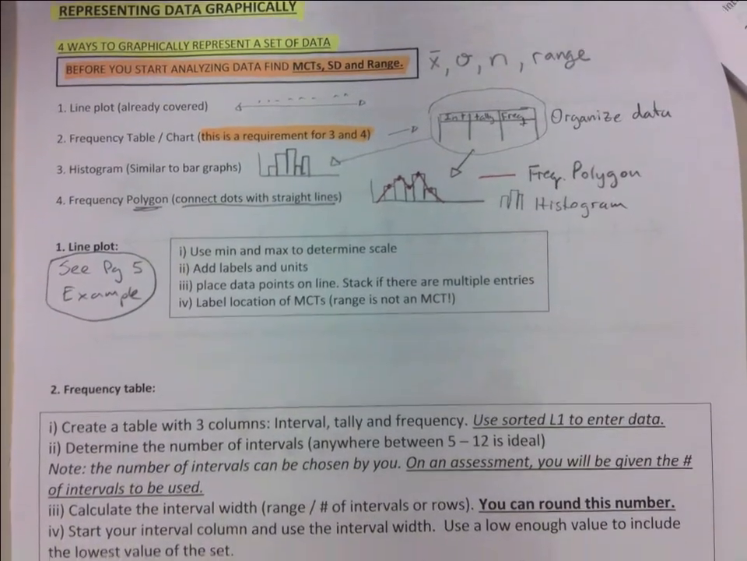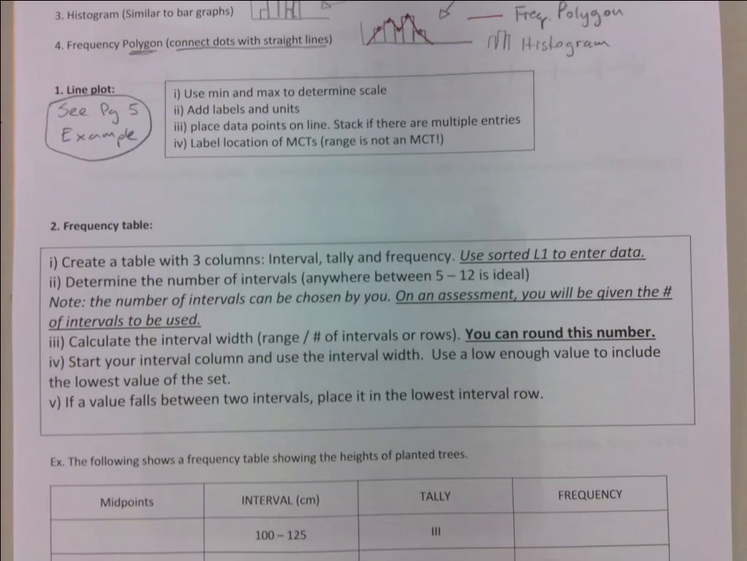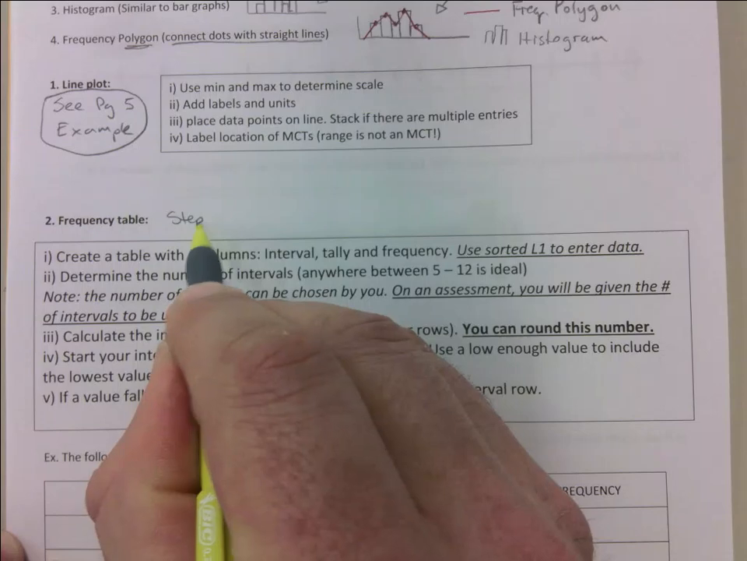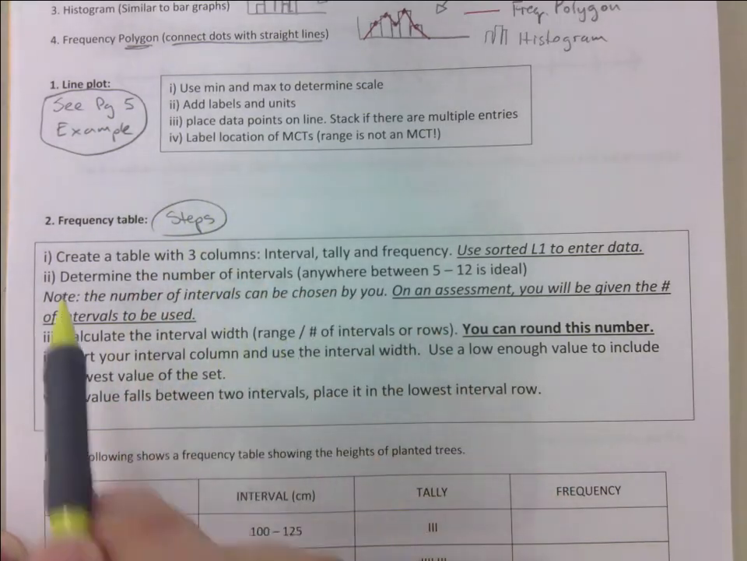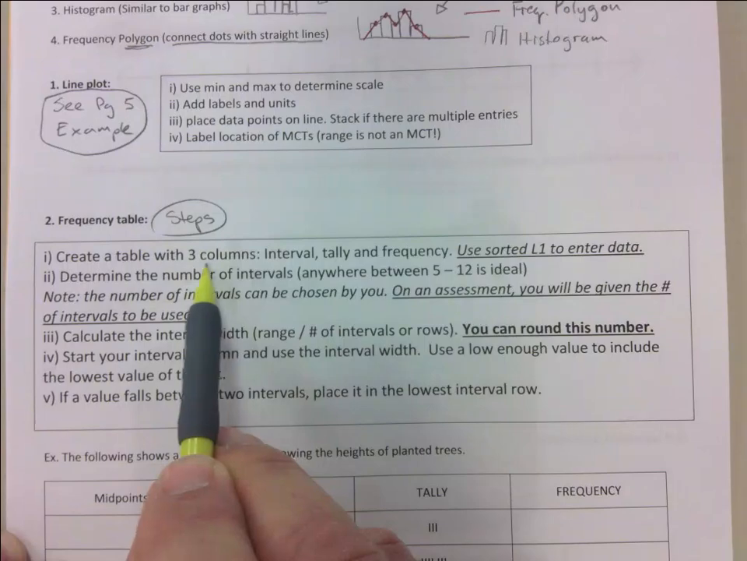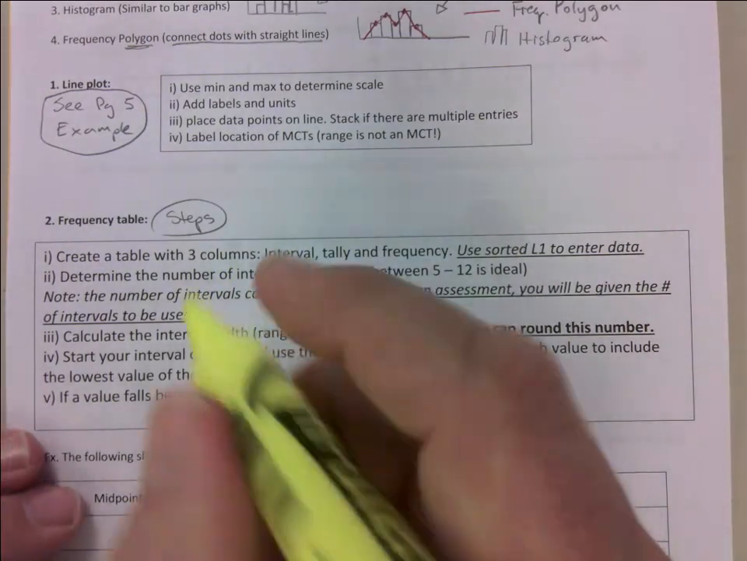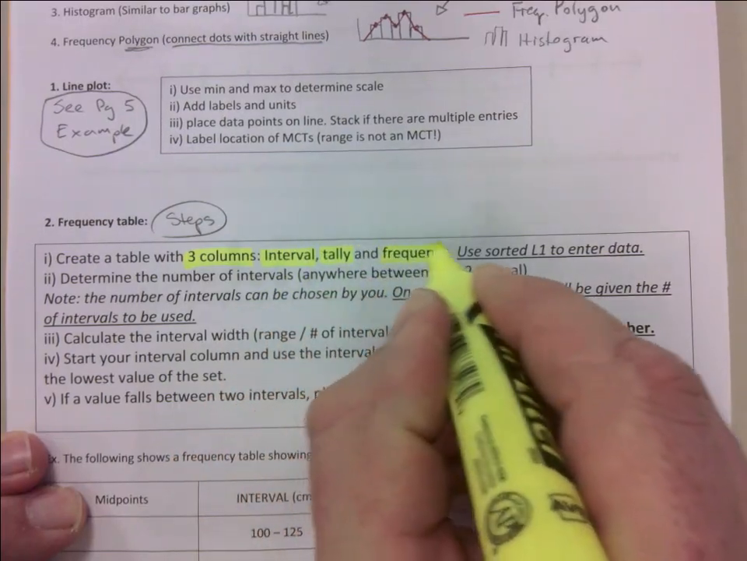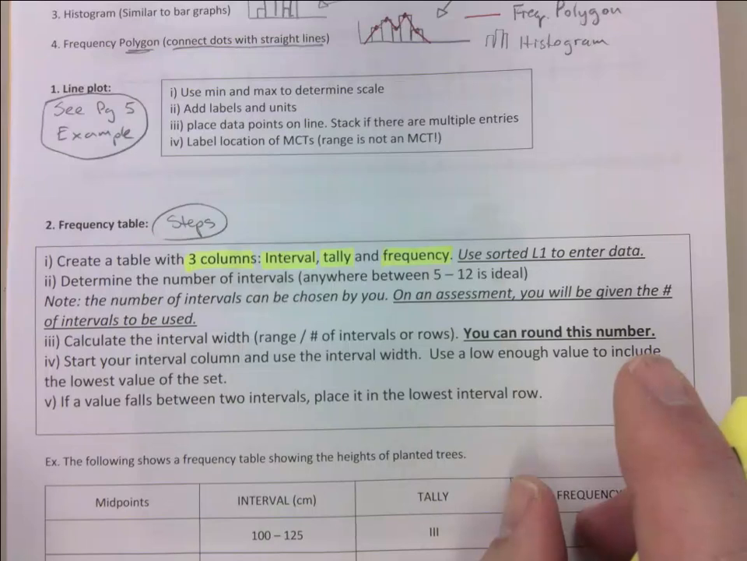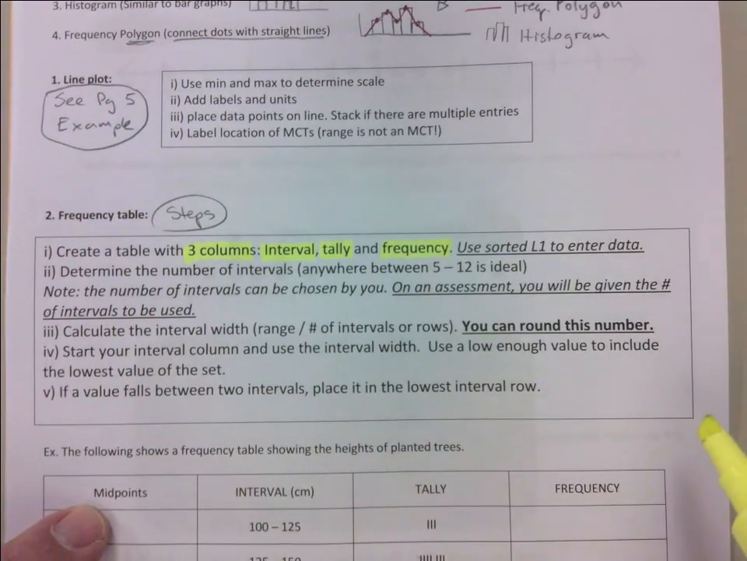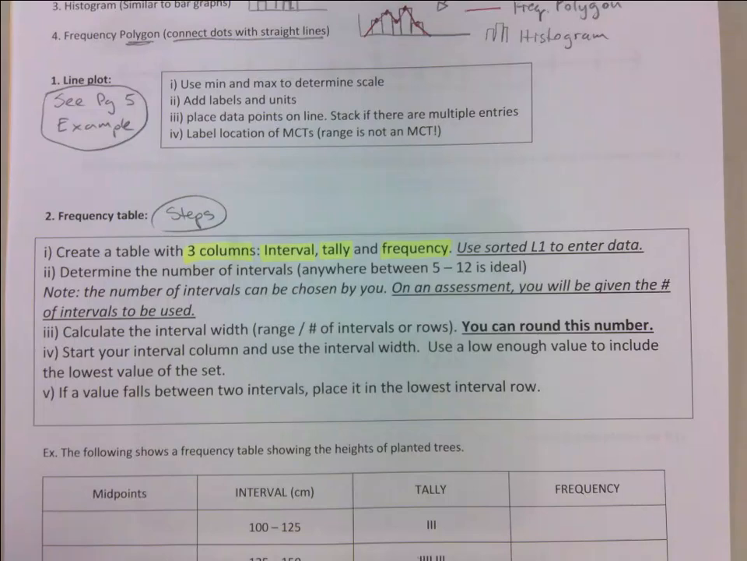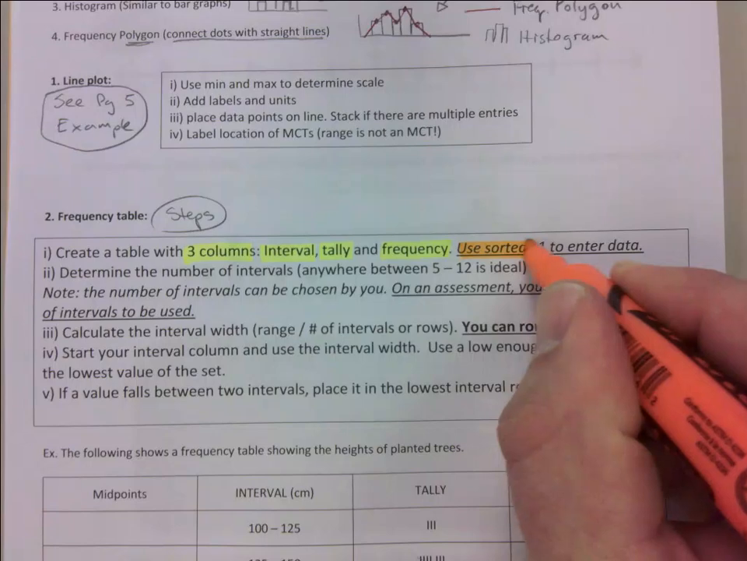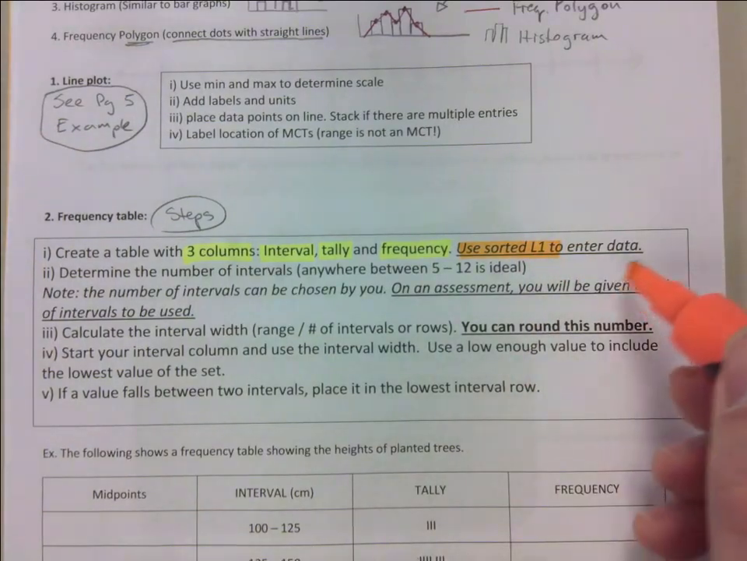And I'll give you the long, messy version of the frequency table steps. These are steps. You create a table with 3 columns, right? They're called interval, tally, and frequency. I will strongly recommend every time to use a sorted L1 to enter your data.